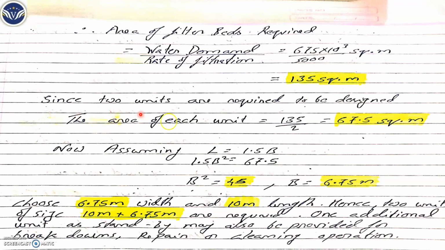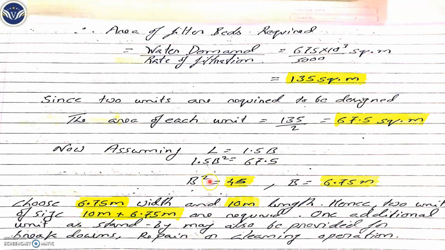So now, taking 2 units into consideration, what they have done is they have divided 135 by 2. So that will be around 67.5 square meters. Now by using this equation, L equals 1.5 times B, we have rewritten that equation like 1.5 B square equals 67.5.